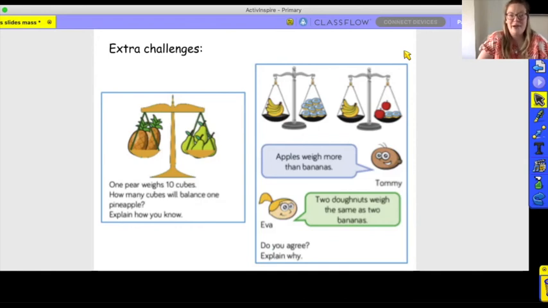Okay, remember, there's 2 pineapples on that scale, so you need to think about how you can do that. The other question on the right is asking you if you agree with something or not. Read what Tommy and Eva have said carefully and then respond, explaining why using because. This will really challenge you to show your understanding of maths.